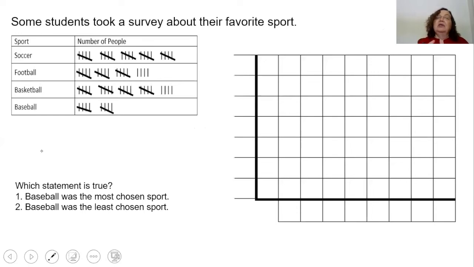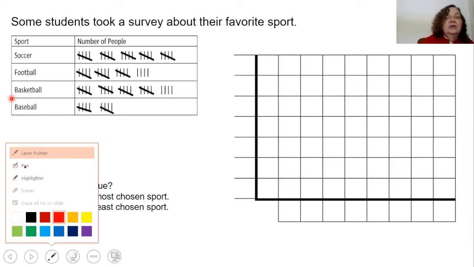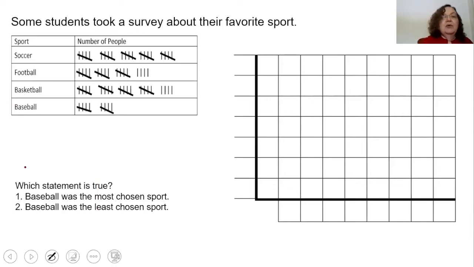So now I want you to look at your practice set and let's go over it together. Read out loud with me. Some students took a survey about their favorite sport. And let's look. We have a sport of soccer, football, basketball, and baseball. And then the number of people. Ooh, I'm seeing tally marks. So you know what? Let's count the tally marks together. You can count them on your paper. And we'll say 5, 10, 15, 20, 25.